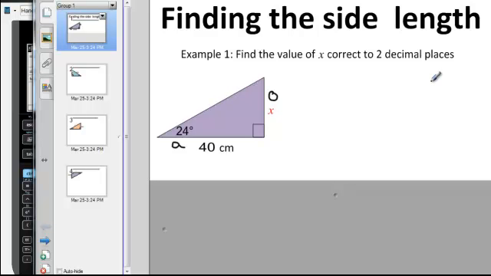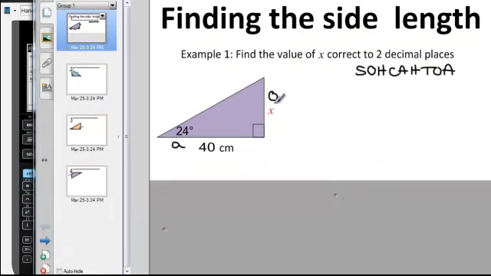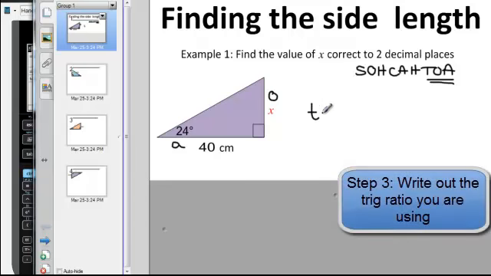Next thing is you're going to have to know which ratio to use, and the way we work that out, remember, is with our word SOHCAHTOA. So let's write that in, SOHCAHTOA. And because we're working with the opposite and the adjacent side, the ratio that we want to use in this case is the tan ratio. Okay, so let's write that ratio in. The tan, whatever theta is, whatever our angle is, the opposite over the adjacent side.